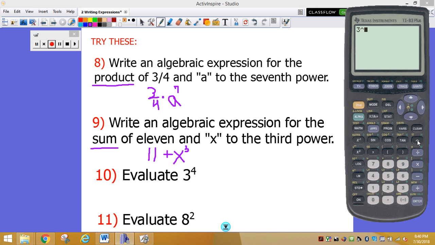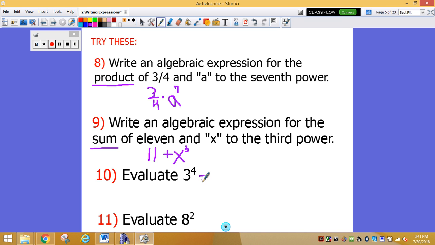So 3 raised to the 4th power. Some of the calculators, they're not going to put this symbol on there. Your little blinky mouse thing is just going to pop up to the exponent. Both ways are fine, okay? But again, you type 3 raised to the 4th power and hit enter, and the answer is 81.